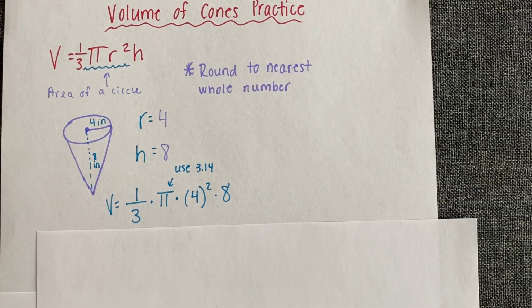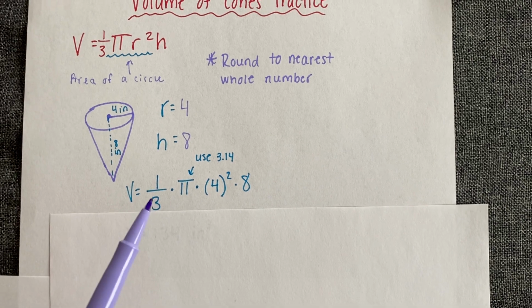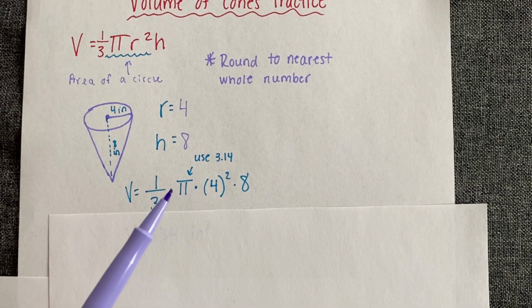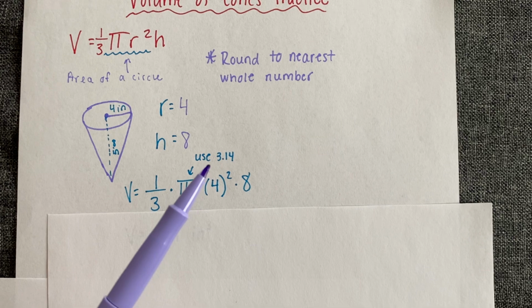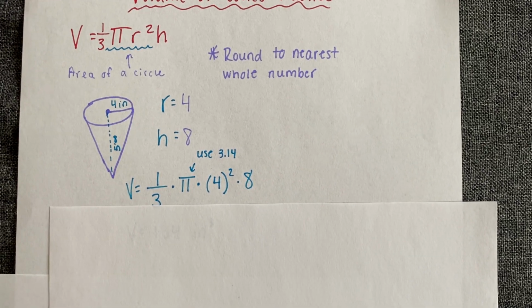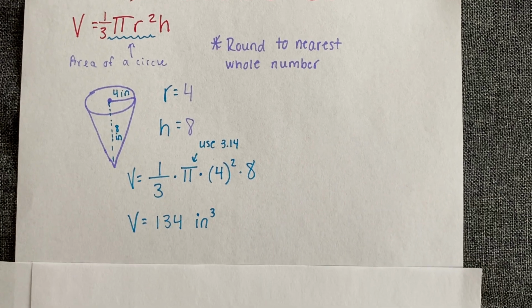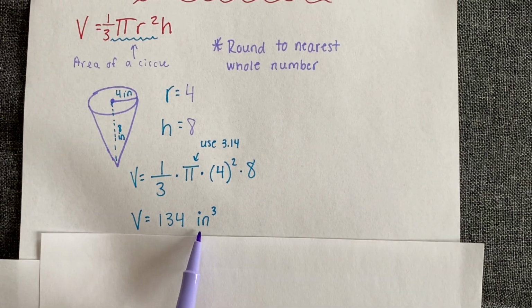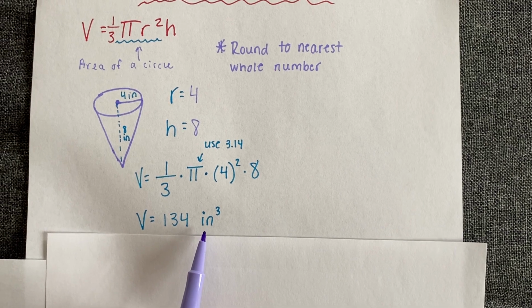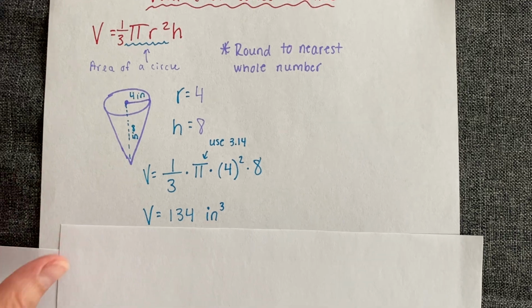Here we go. We end up getting 1/3 times pi, we're using 3.14, times 4 squared times 8. And if you type that in your calculator, I already showed it, but you get 134 cubic inches. That is our answer to this one.